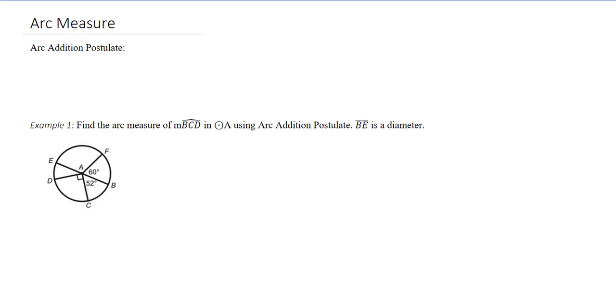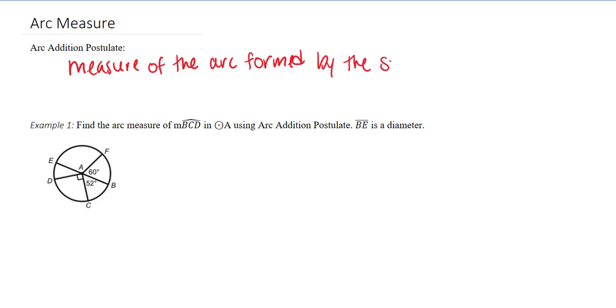Arc measure. So in this one, we need to go over another thing, which is the arc addition postulate. So that is the measure of the arc formed by the sum of two adjacent arcs.